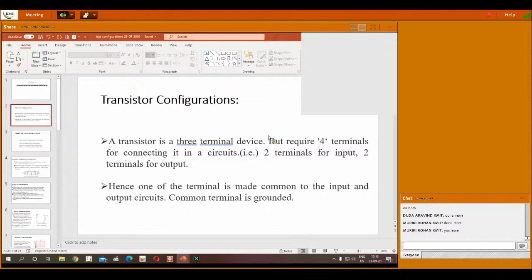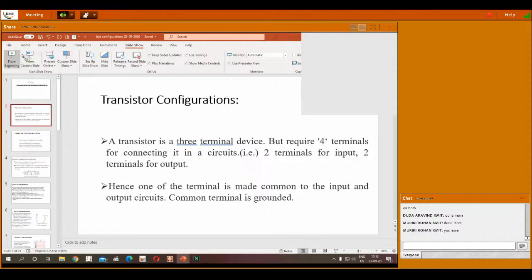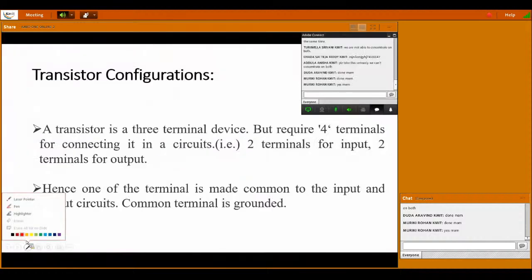A transistor has three terminals, but to obtain a two port network, we require four terminals. Two terminals are treated as input terminals and two terminals are treated as output terminals. Let me denote them as 1, 2, 3, and 4. As the transistor has only three terminals, to obtain the two ports, one of the terminals must be grounded. So a common terminal is used and it must be connected to the ground.